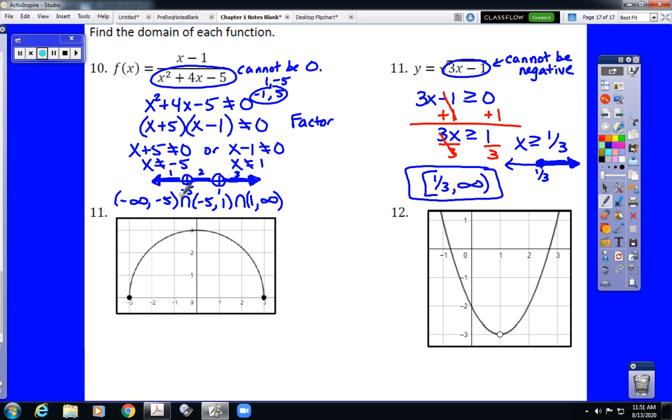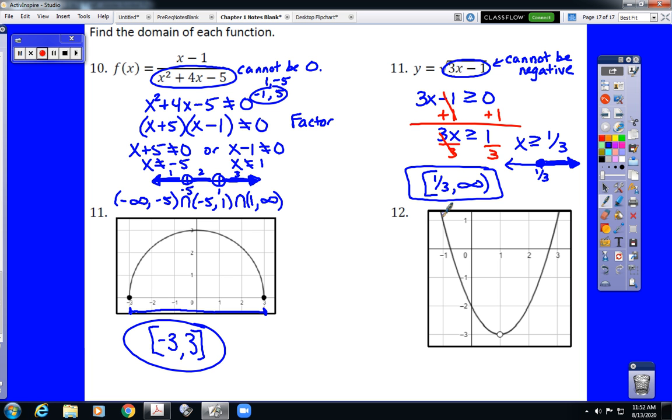Okay? But on number 11, there are no holes. The whole graph is there all the way from x equals -3 all the way over to x equals +3. The graph does exist somewhere. So our domain for number 11 would simply be -3 to +3, including both values. Because every x value from -3 to +3, you could come up with a y value that is associated with it.